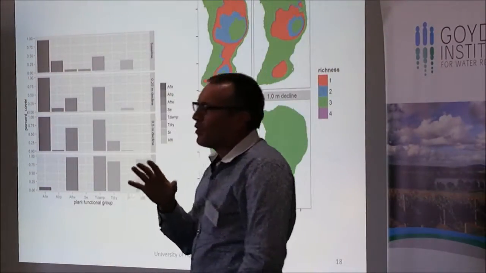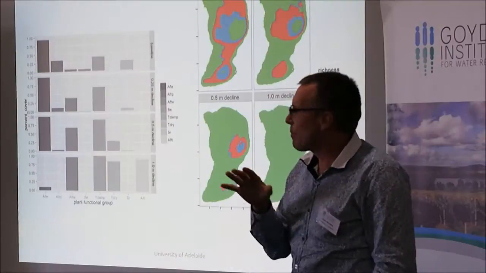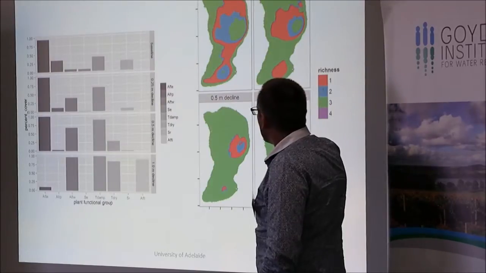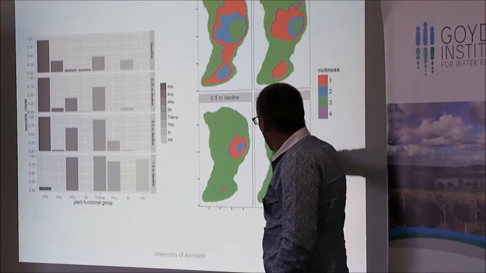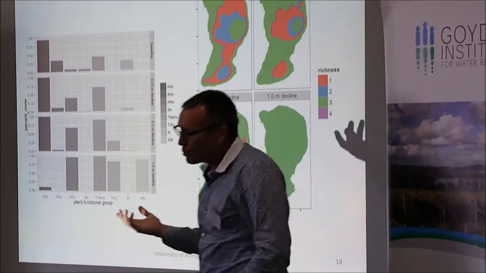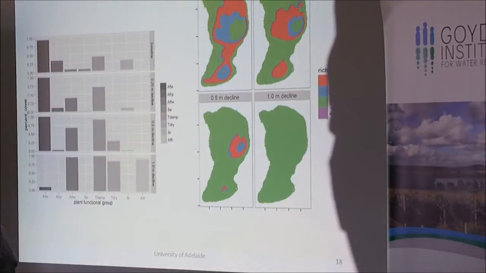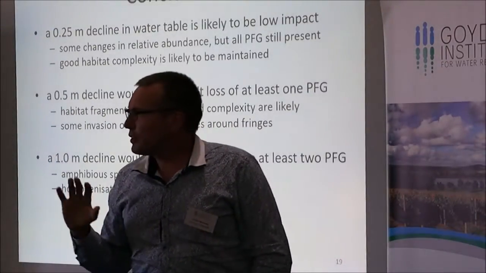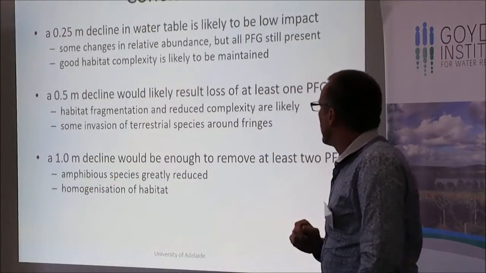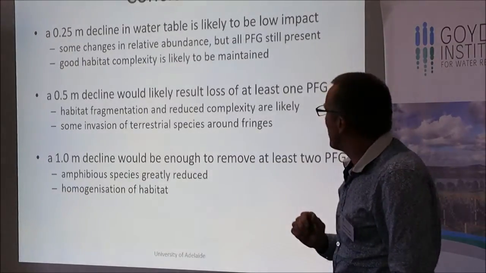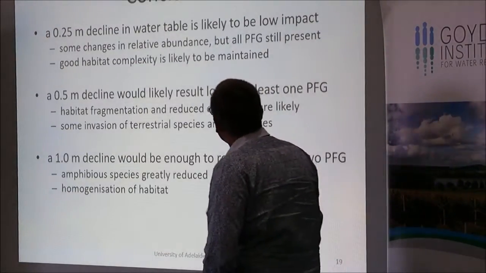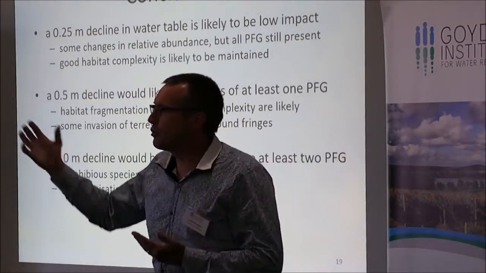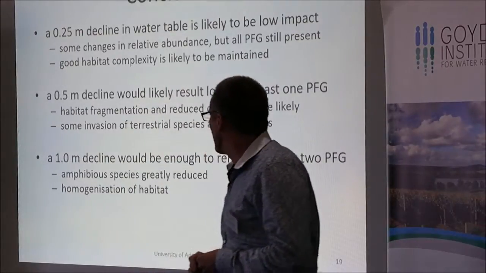So depending upon what the future looks like, we'll see probably a reduction in the diversity within these regions, and depending upon how big the change in water level is, will determine how many of these functional groups might not exist in particular wetlands. So if we start to see a 0.25 metre decline in the water table, there'll be some impact. It may not be great, but all of those plant functional groups will be present.